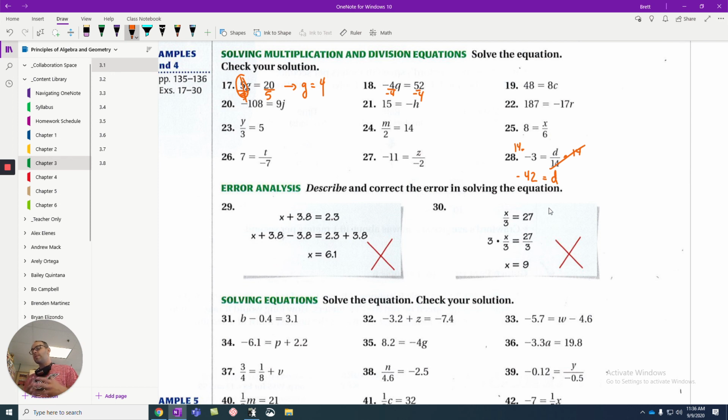So those are our different steps that we go through when we're solving simple equations. And we're going to look for a reversal of operation. And hopefully that's enough to help you and help you be successful.